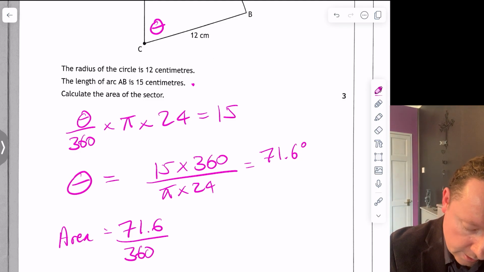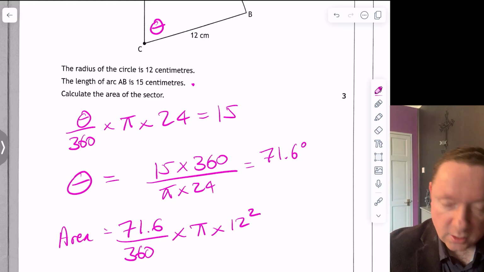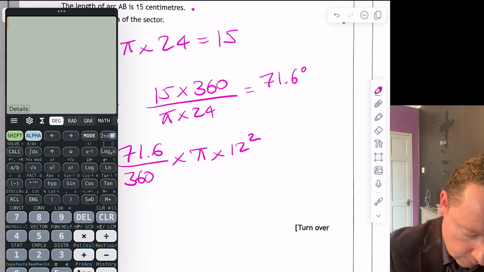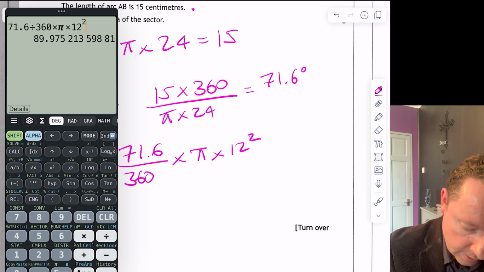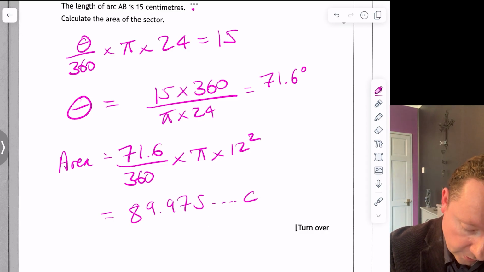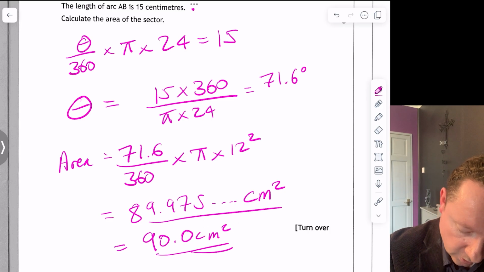So now I can work out the area, because the area is the angle out of 360 times pi times r squared, which is 12. There's other ways to do this, but this will be fine. 71.6 divided by 360 times pi times 12 squared is 89.975. And it's centimetres squared, or you can just round it if you want, but it would round up to about 90.0 centimetres squared, which I never like the look of, so I'd probably prefer just to unround it.